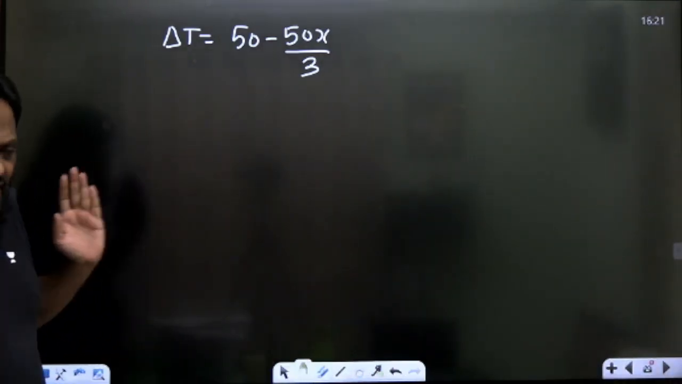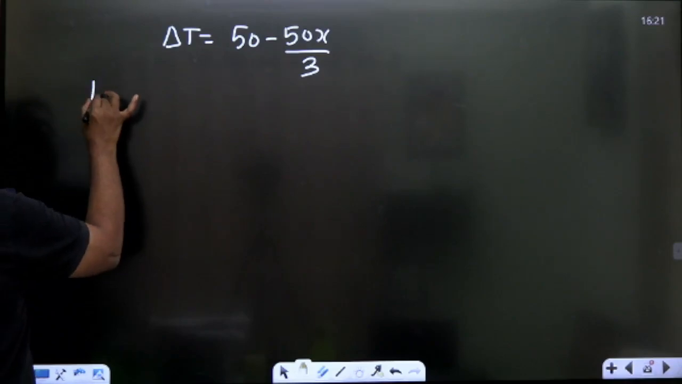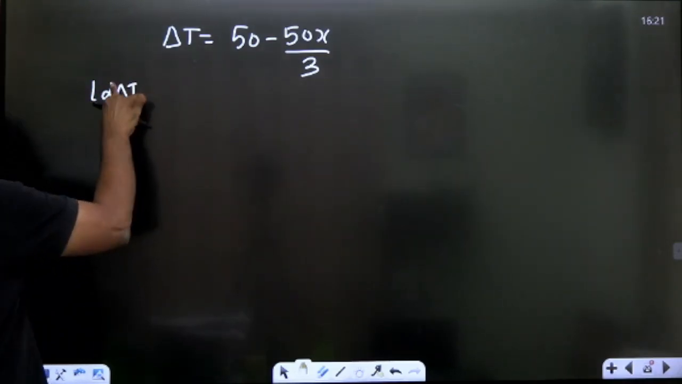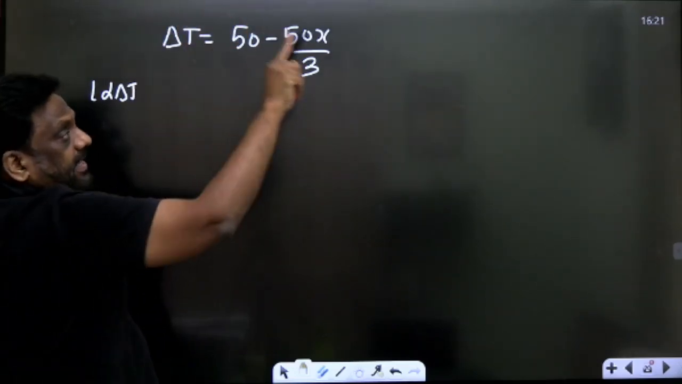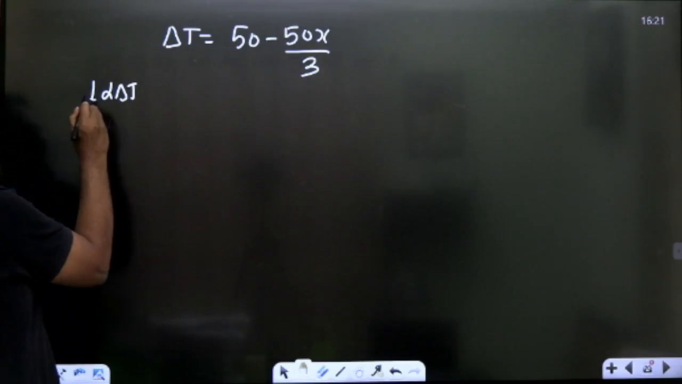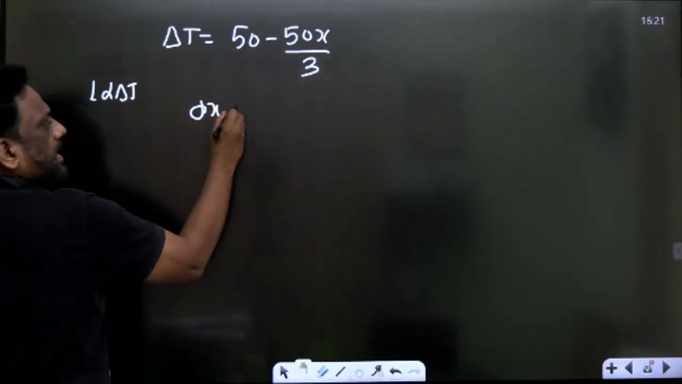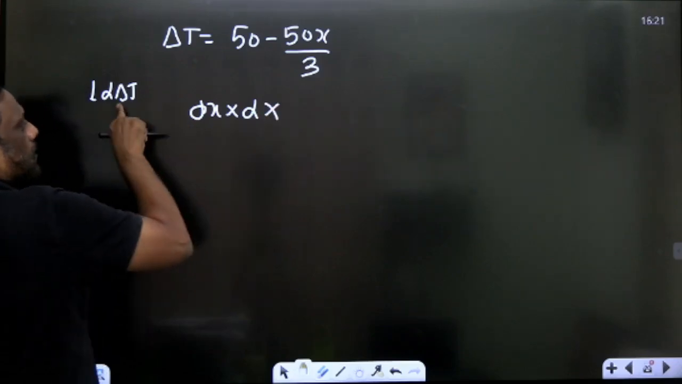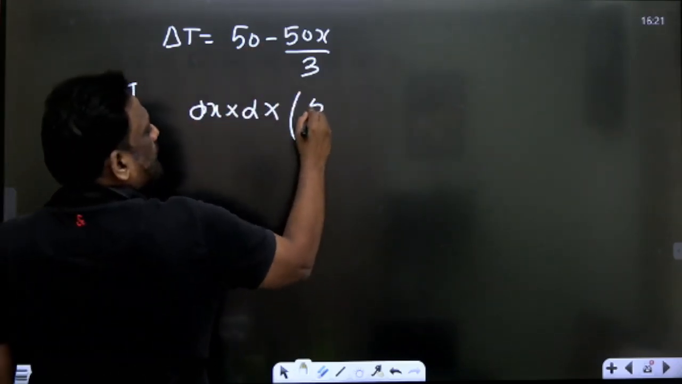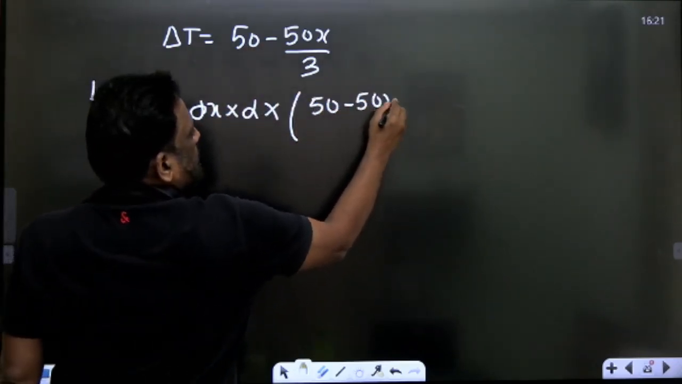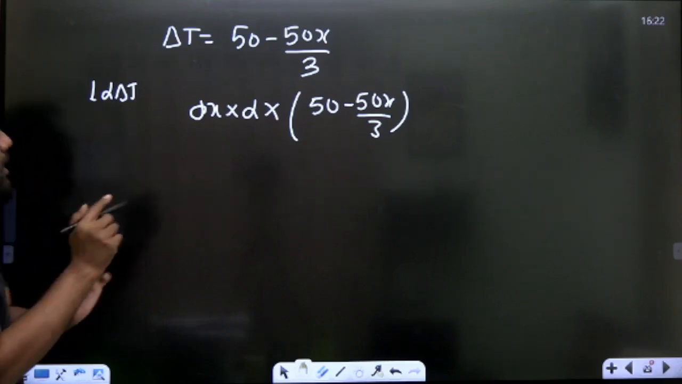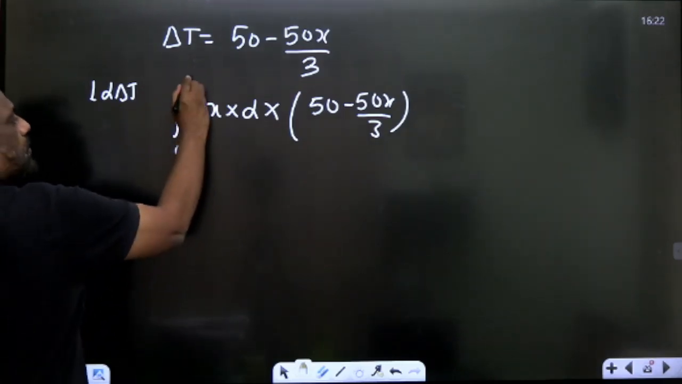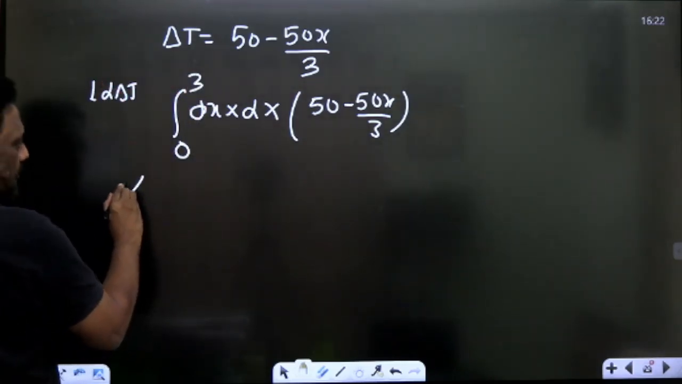Let us calculate the expansion. What is the expansion? L alpha delta T, if it is uniform temperature difference throughout the length. But x I have taken in meter. Please note down that x is in meter. So in place of L, dx into alpha into delta T. What is delta T? 50 minus 50x/3. But this will give me expansion in a small length dx. Total, integrate from 0 to 3 meter.